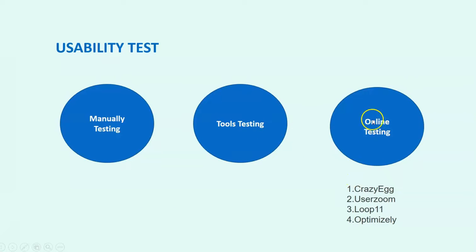For example, tool testing or online testing means that there is a page like Crazy Egg, UserZoom, Loop11. On these pages you can enter your website, and the page can look for errors, and many people will visit the page, and this is a usability test that is important for the website, because the goal of the website is to make it easy for users, and it will focus on the user needs.